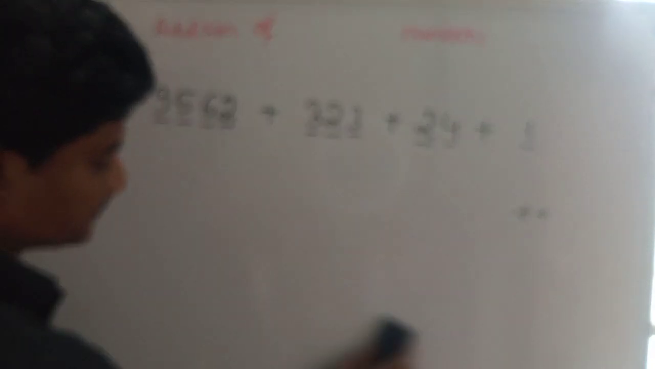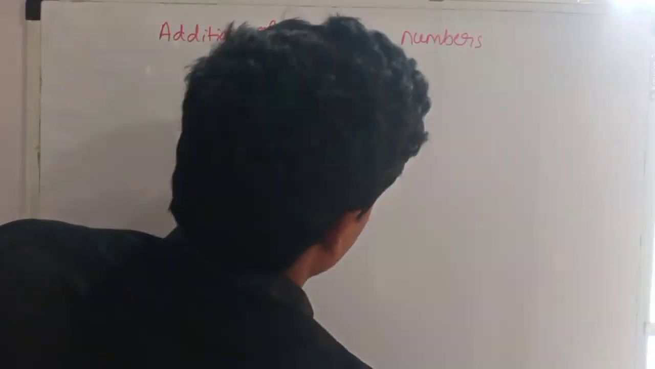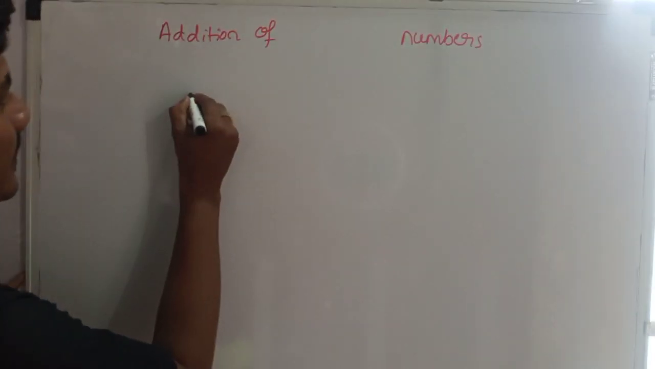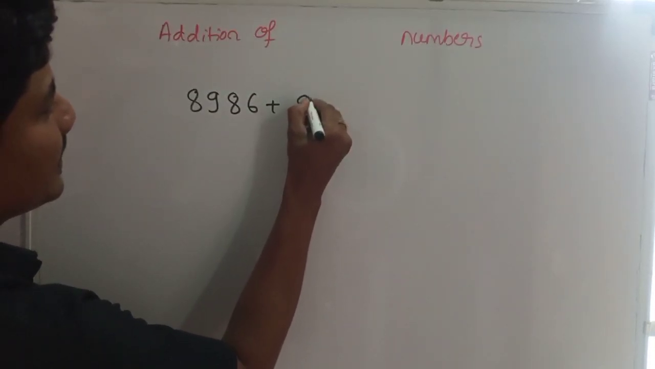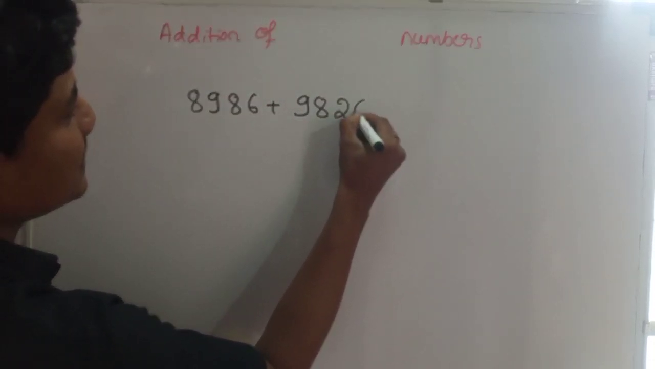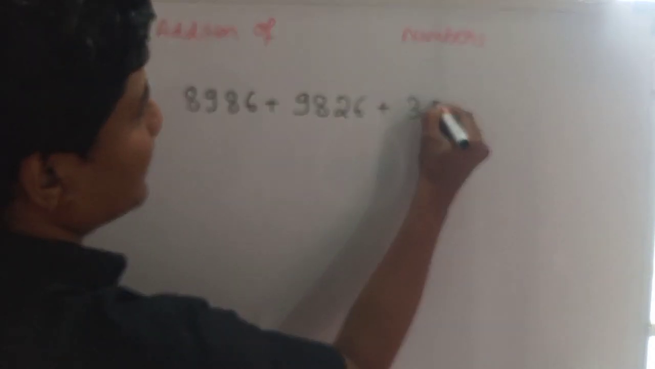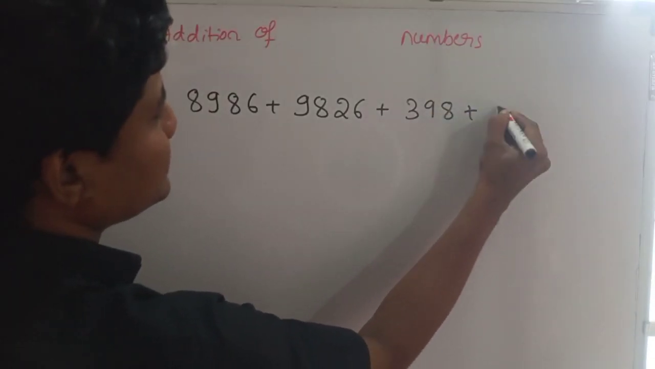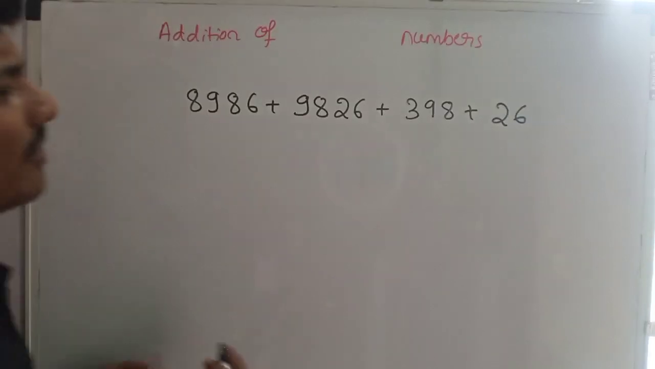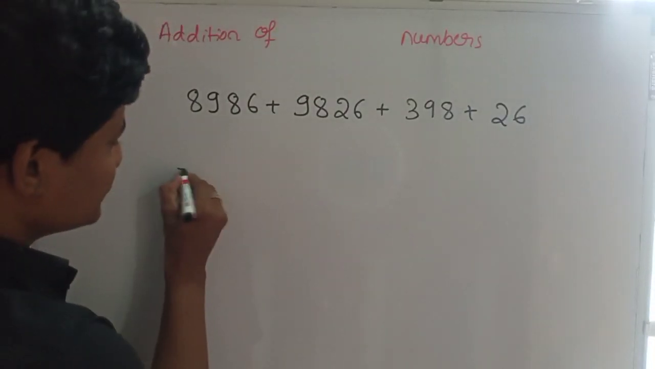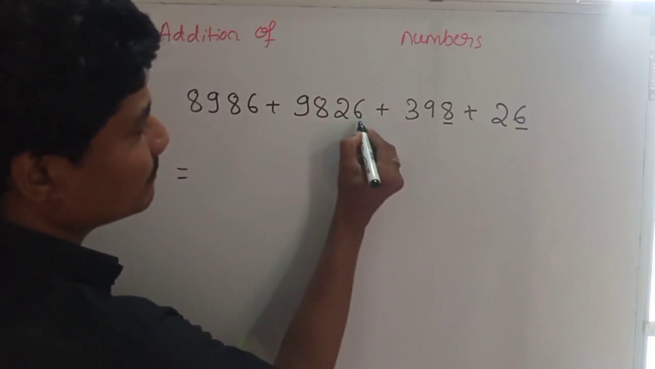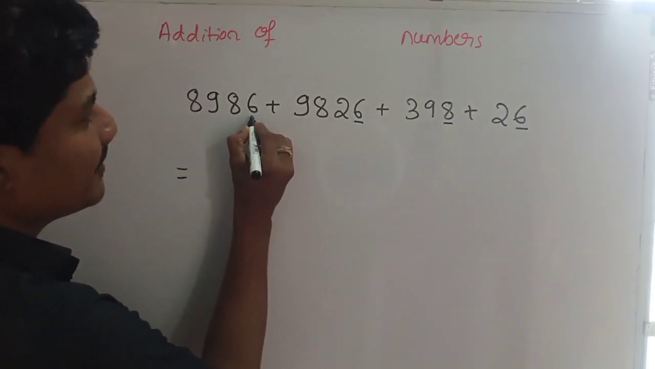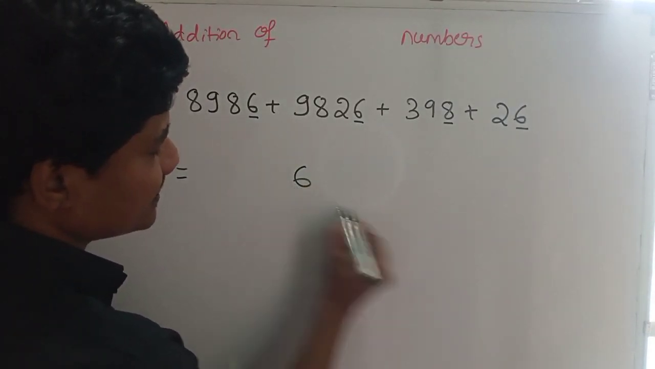Let's proceed with the next set of numbers. Addition of numbers like 8,986, 9,826 plus 398 plus 26. Add singles or units digit first. 6 plus 8 14. 14 plus 6 20. 20 plus 6 26. Carry 2.